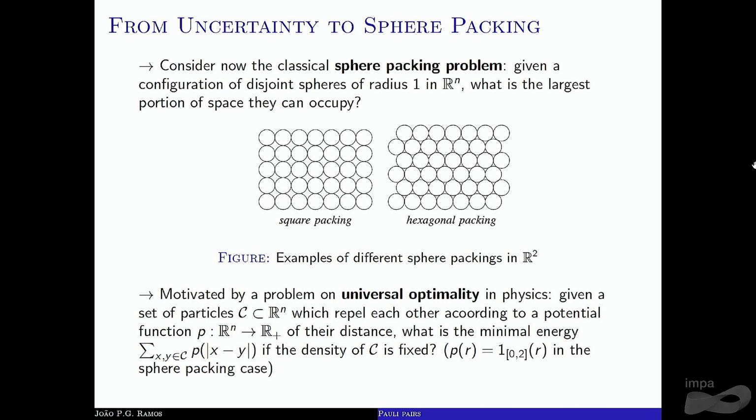And it's not too hard to see, it's basically a lemma that you can work out, that if you take the indicator function of 0, 2, then you can recover exactly the sphere packing problem from this universal optimality problem. So these two problems are quite intimately related, and the latter one appeared so far as a motivation, but it's going to make a comeback in a while.